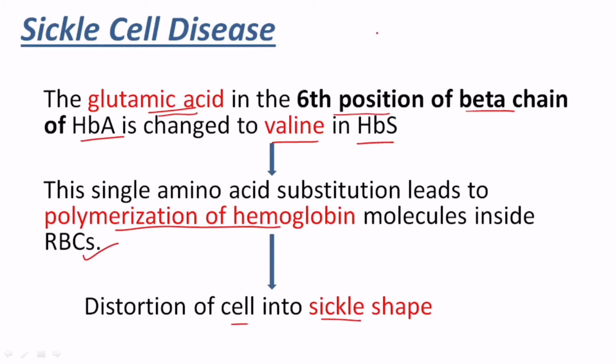What happens is, the glutamic acid present in hemoglobin A is replaced by valine in hemoglobin S. And due to this substitution, polymerization occurs. Polymerization or aggregation of the hemoglobin ultimately results in the distortion of the cell into the sickle shape, which you'll be understanding later on.